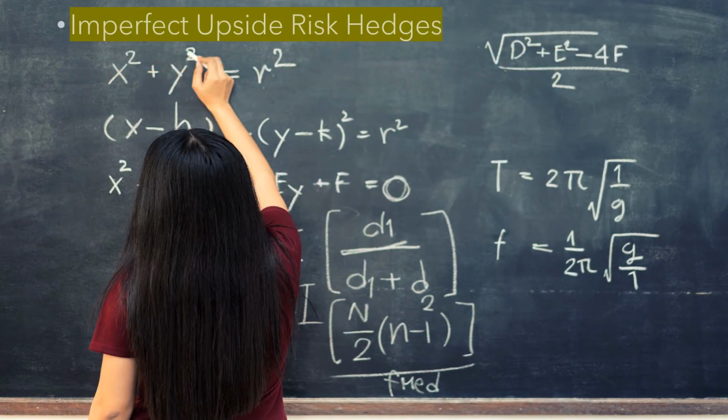Imperfect upside risk hedges are done with call option contracts. And call option contracts give the buyer the right but not the obligation to buy a currency pair at a strike price on or before the expiration date in exchange for the payment of an upfront premium.